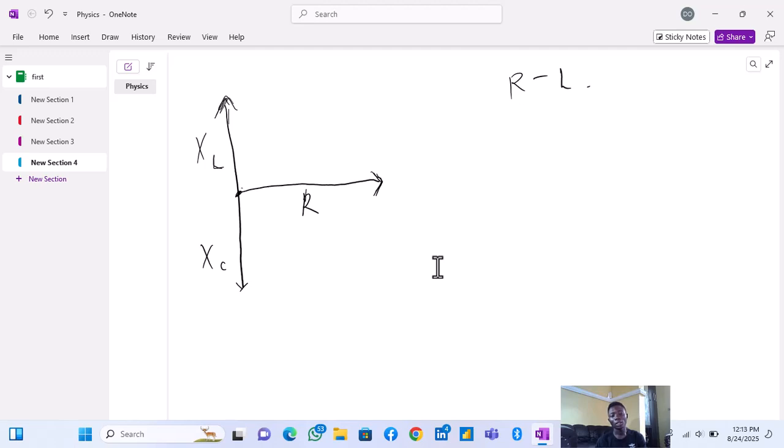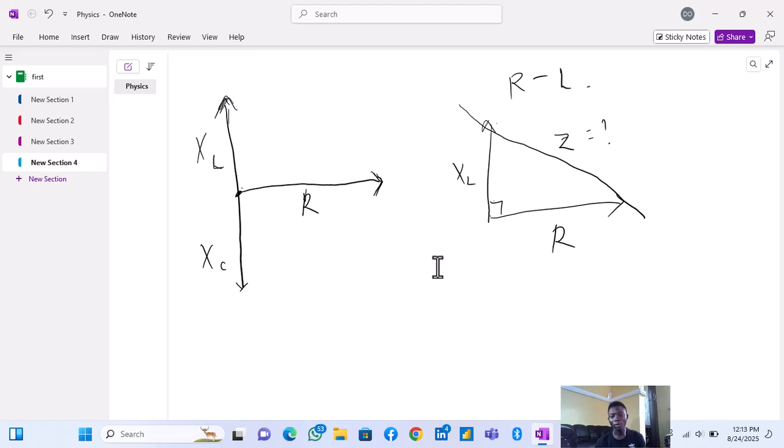Looking at that, I can pick out just the two parts that concern R and L. This is XL and this is R. This is 90 degrees. So to take the total resultant, I just need to take the hypotenuse of that right angle triangle. And that hypotenuse is the Z, which is the impedance.